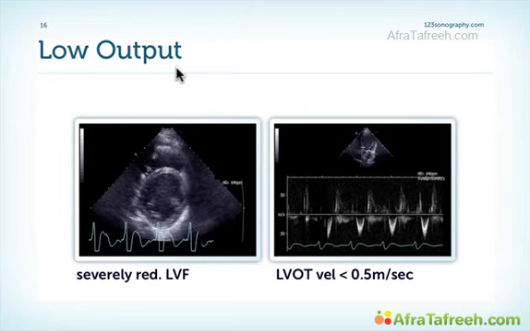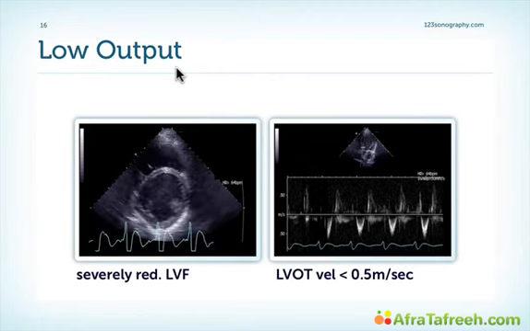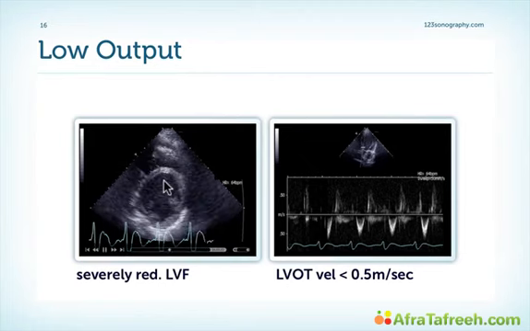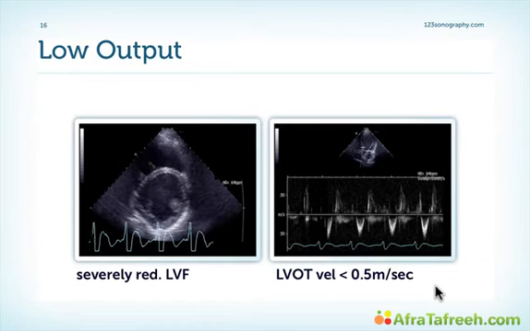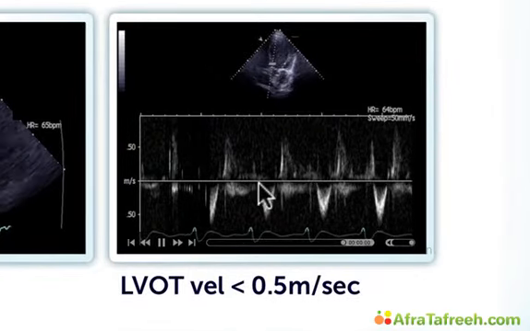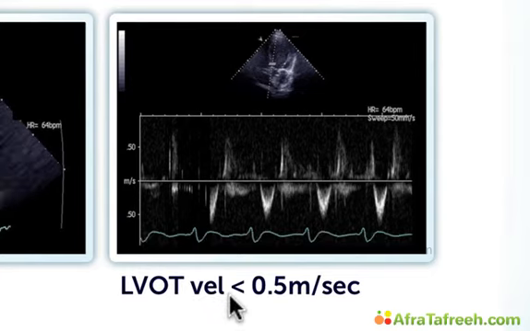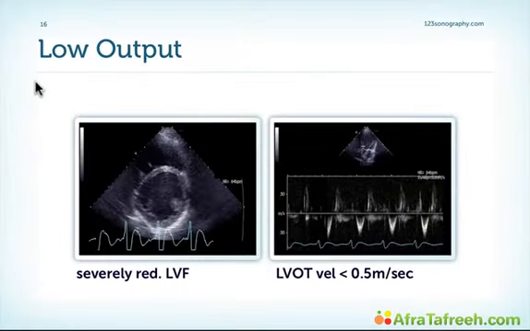We already know from the chapter on LV chambers that we can assess left ventricular function visually. This is an example of a patient who has significantly reduced left ventricular function. But there's also another way of looking at LV function. By looking at the pulse wave Doppler in the LVOT, we can assess the amount of blood which passes through the aortic valve. And this is an example of a patient who has a very low velocity of only 0.5 meters per second, which means the patient already has low output.